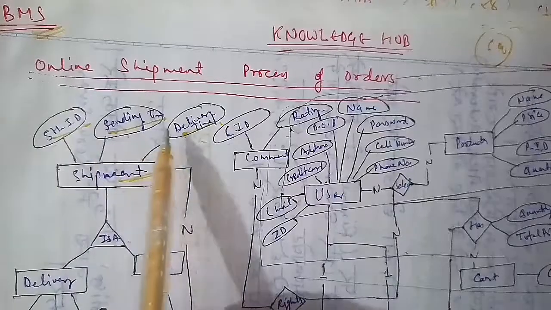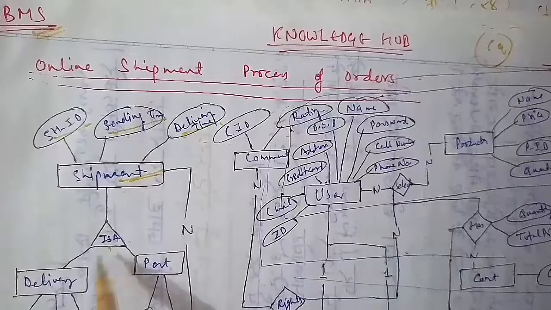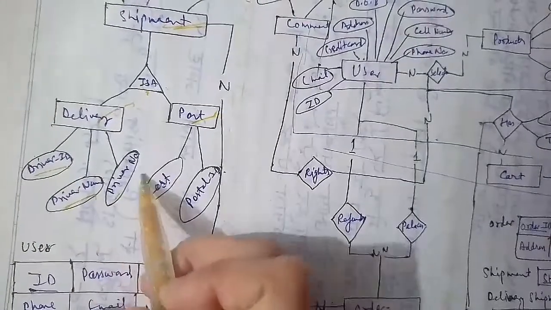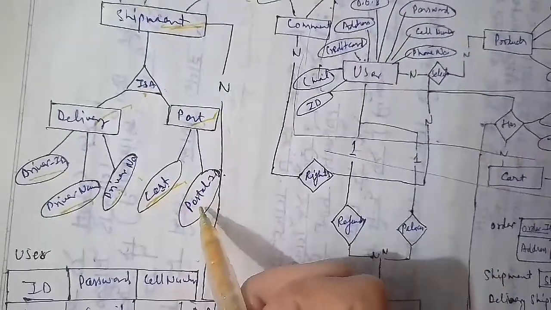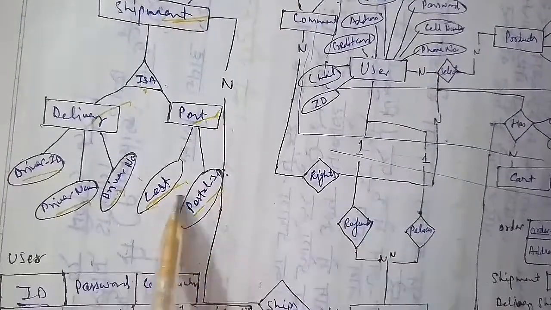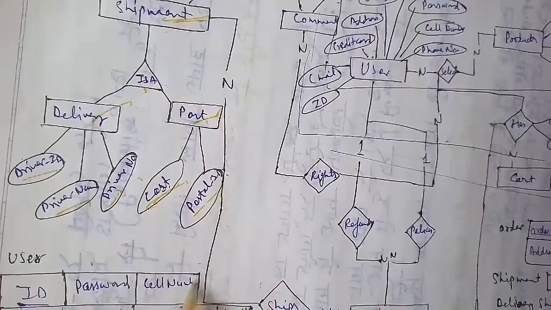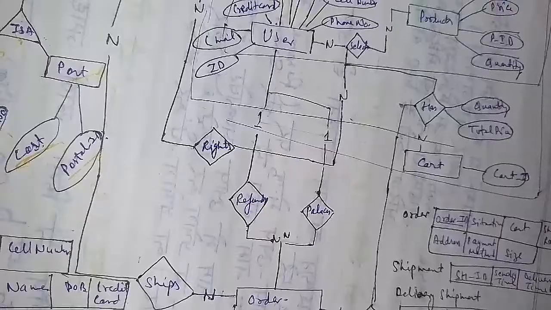The shipment is connected to the delivery, and of course the post here for the delivery. It has the driver's ID, the driver's name, and the driver's number. In terms of the post, it has the cost, and of course the postal ID, where it was posted from and what the cost will be. The shipment is also connected to the ships, because this is the reference towards the shipping process. So it is connected to the ships as well, and that is important too.